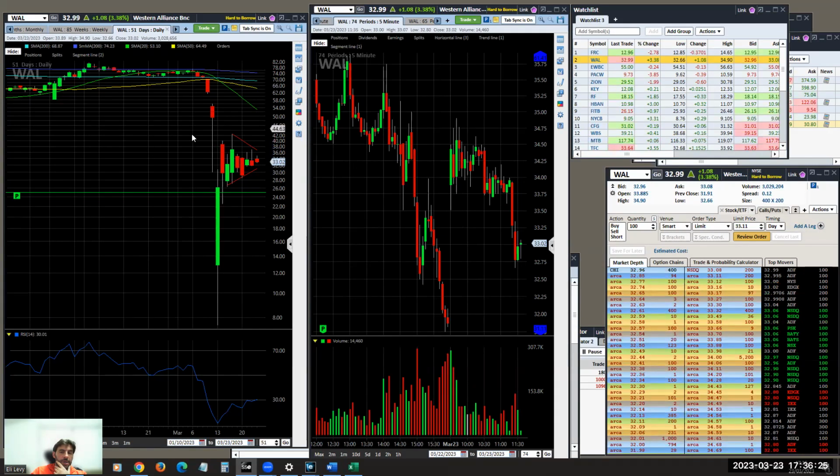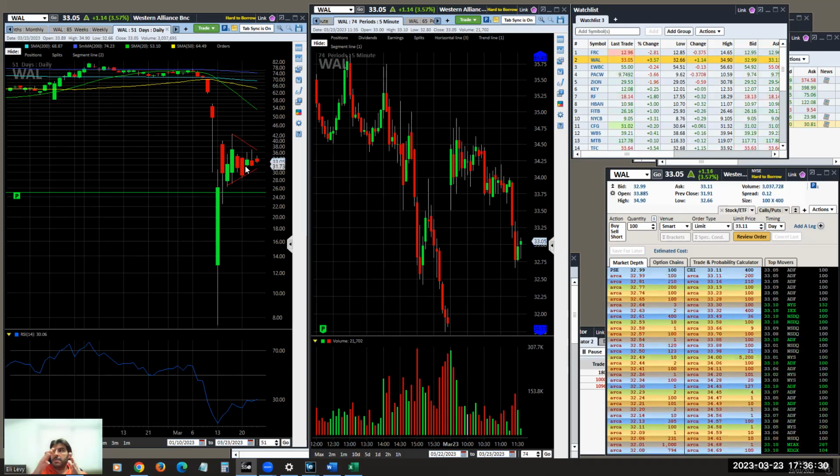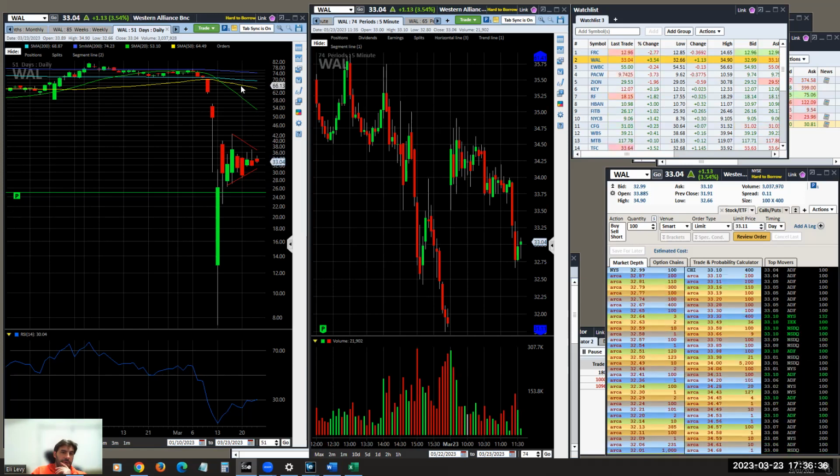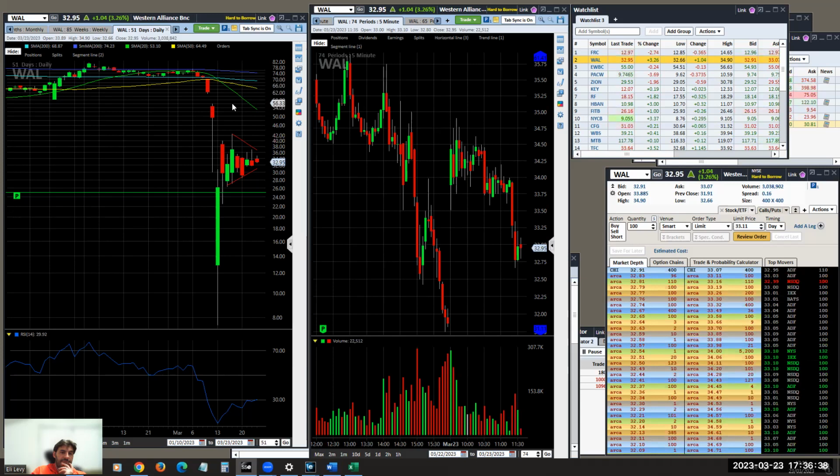Keep an eye on WAL here on a daily graph. We're getting into a triangle. The pressure is building and it's going to go either way. Keep an eye on this thing because either way is a lot of money. It's $54 or $8, $7. Keep an eye on that.